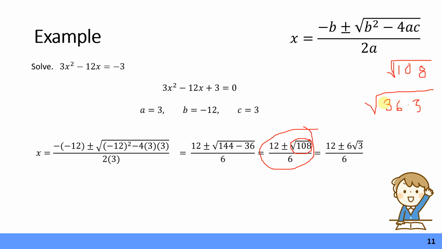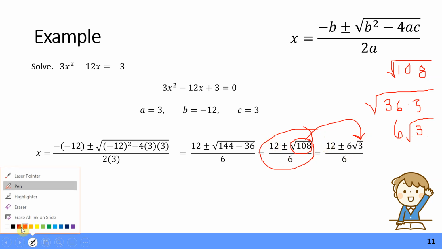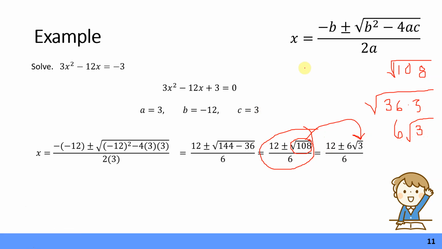Since the 36 is a perfect square, the square root of 36 is 6, so it goes outside. And the 3, since it's not a perfect square, it stays inside. So that's how this became this right here. The 12 and the 6 are still there. Okay, hopefully you're still with me there. Now this right here is your answer, but I'm going to show you how to simplify it.